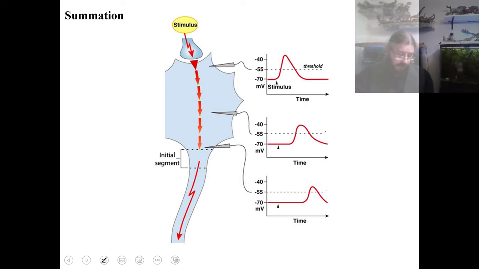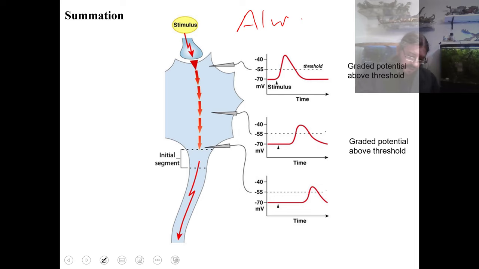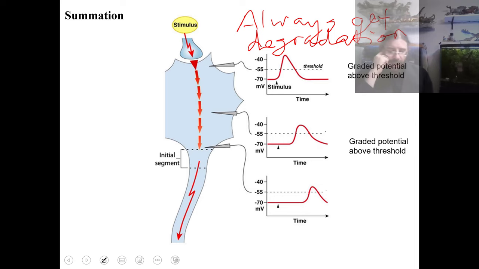So, ta-da. And here's where you get enough of them, right? So you always, always get degradation. It's just whether or not you get enough action potentials over time or from enough locations or both to keep the ions flowing in, the sodium ions flowing in, to build enough action potentials to get across.